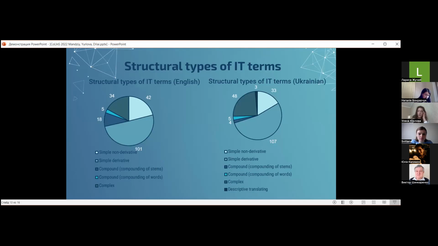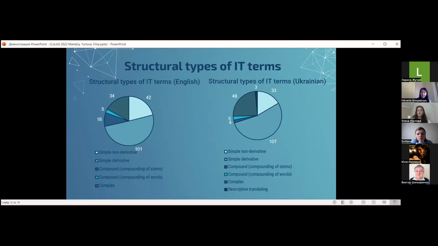So let's speak about structural types of IT terms. Simple terms make up the majority of the studied list of the English terms, 70%, among them 1/3 are non-derivative terms and 2/3 are derivatives. Most of the English compound terms have the structure noun plus noun, for example, placeholder, followed by adjective plus noun, for example, white space, and also verb plus adverb, for example, drop down. Most of these terms are translated into Ukrainian by changing the structural model.